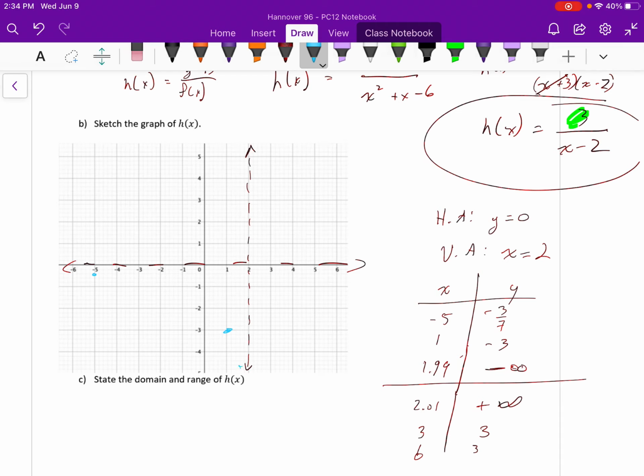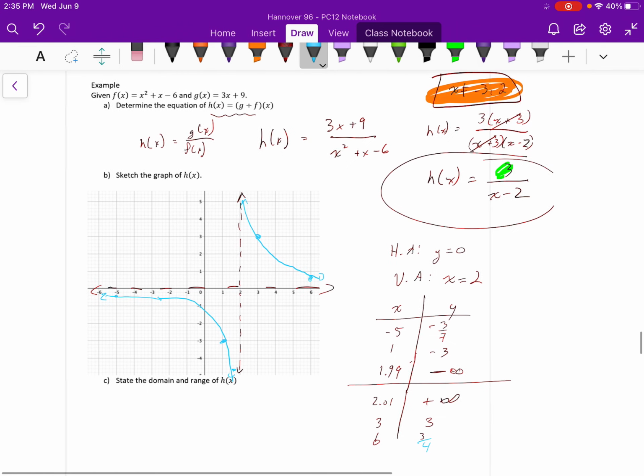Or, I mean, there are so many different ways that you can graph this. You can even graph this using transformations, couldn't you? And that would be my graph.